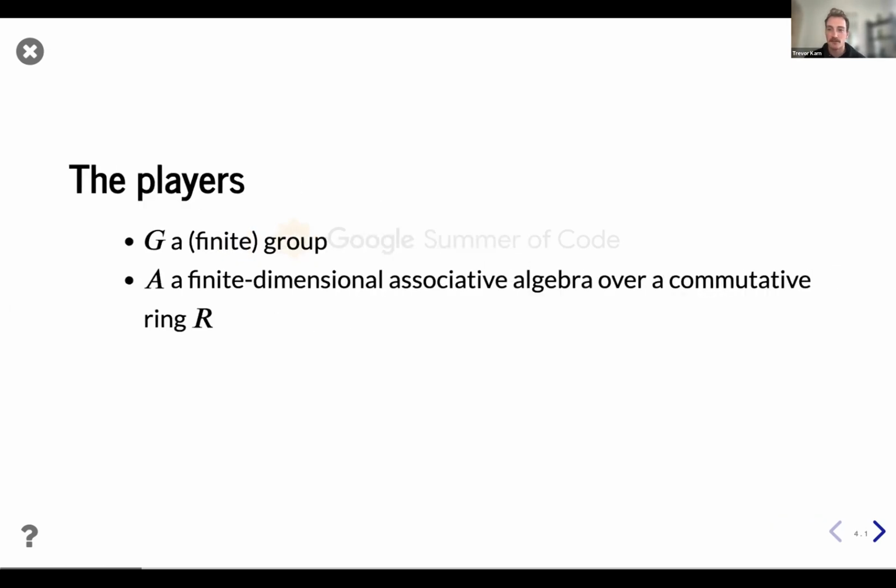Okay, so I'm going to think about a finite group G and a finite dimensional associative algebra A over a commutative ring R. Those are going to be my two stories. I'm going to sometimes forget about the algebra structure of A and just think of it as an R-module, but I'll try to be clear about when I'm thinking about it as an algebra and when I'm thinking about just the module structure.